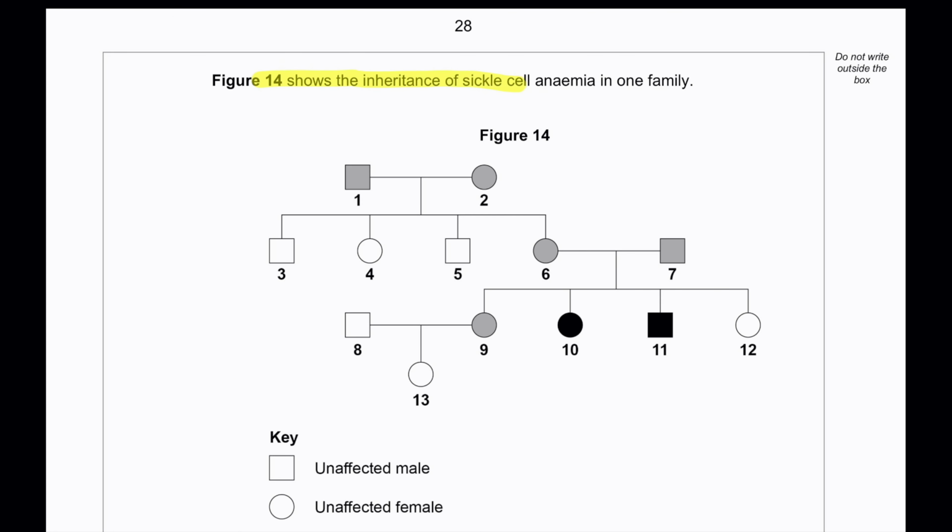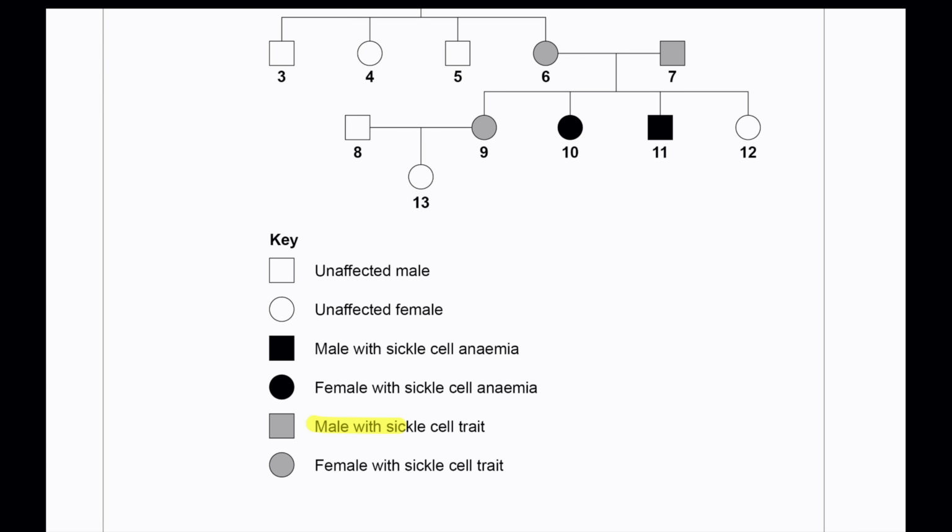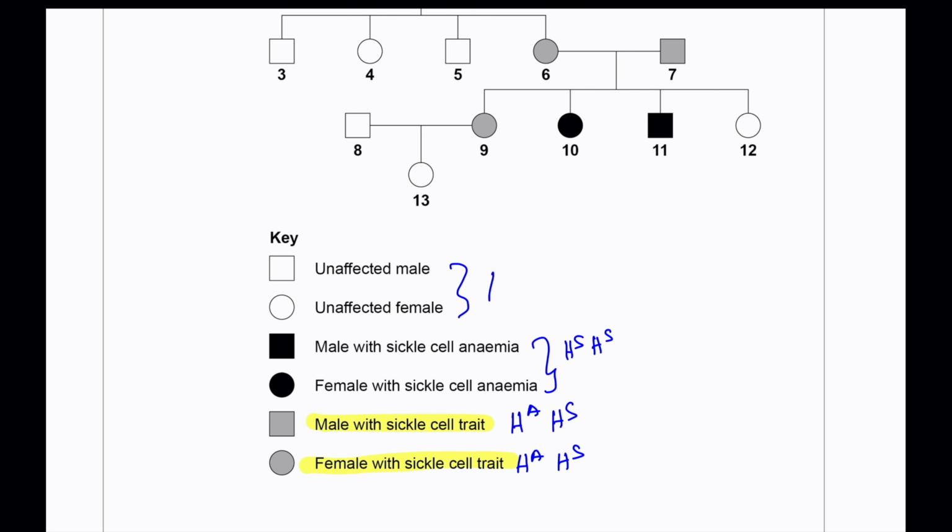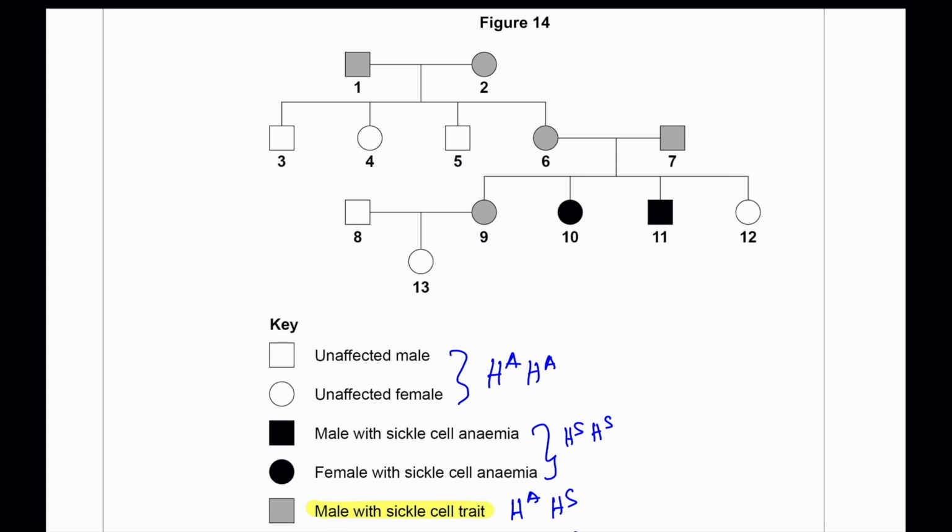Figure 14 shows the inheritance of sickle cell anemia in one family. So if a male has sickle cell trait and a female has sickle cell trait, it means they are both carriers of sickle cell. And if they have sickle cell anemia, that means they have the homozygous sickle cell allele, and an unaffected male and female has both normal, so homozygous for the normal allele.